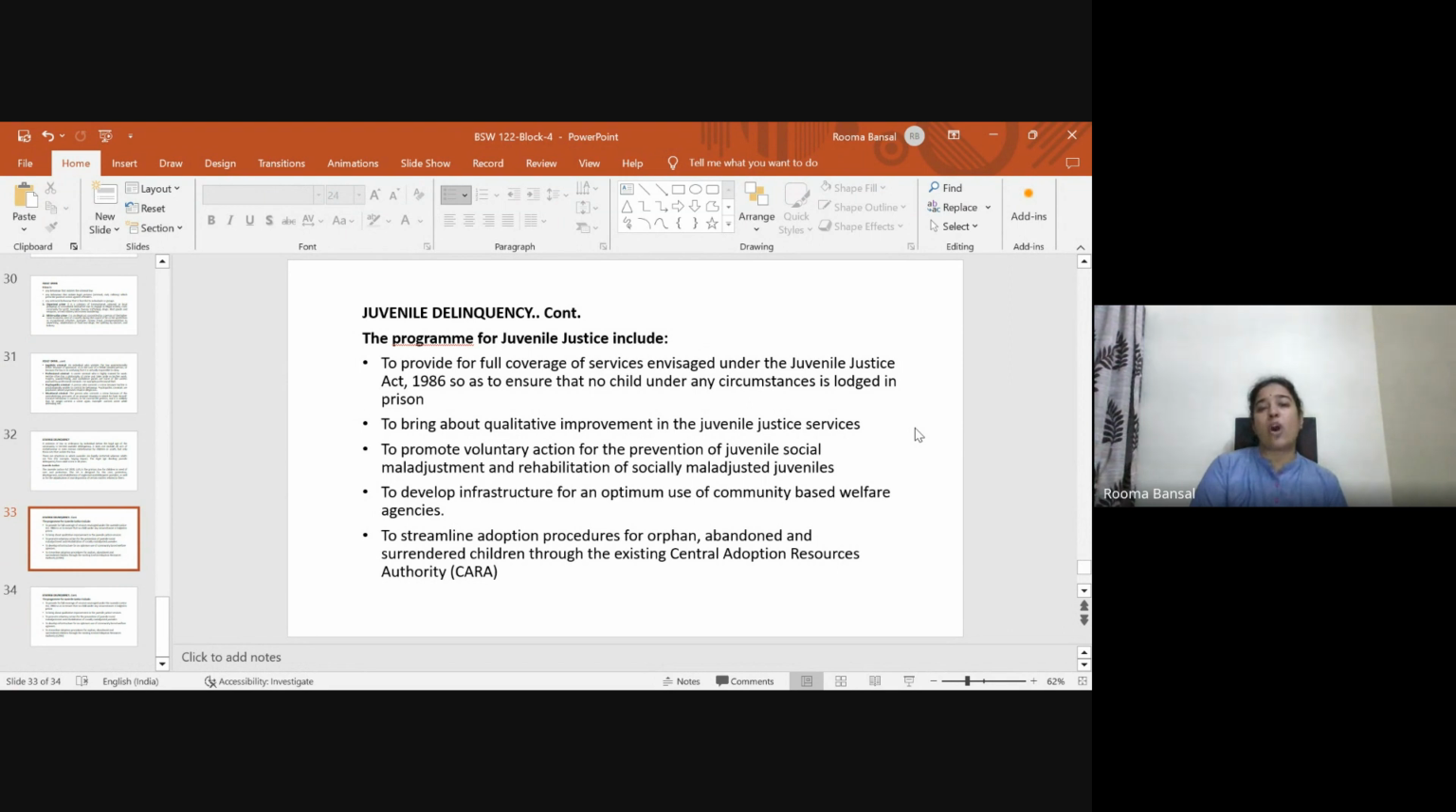Next is to streamline adoption procedure for orphans, abandoned and surrendered children through the existing Central Adoption Resources Authority. Here, orphans means children who have lost their parents by any justified reason. These children are known as orphans. Abandoned means families who disown or leave their children. And surrendered children means children who have committed some crime and themselves surrendered to the police or to the agencies. So the government should streamline the adoption procedure for them.